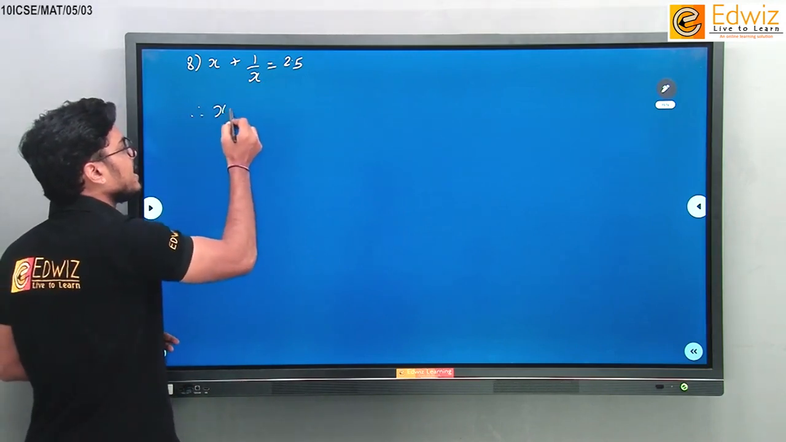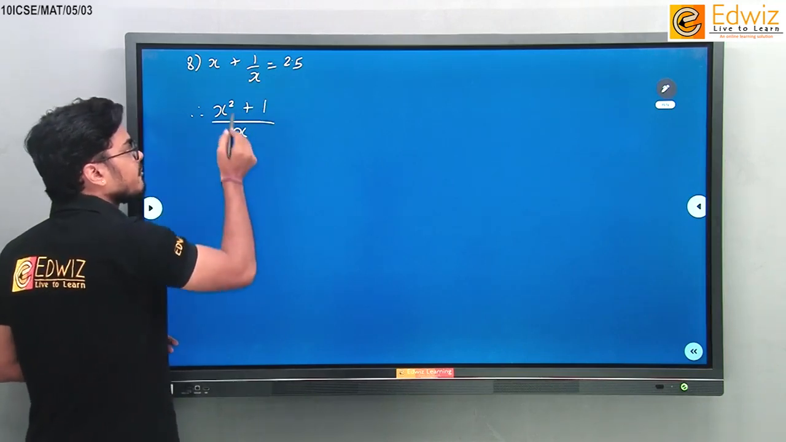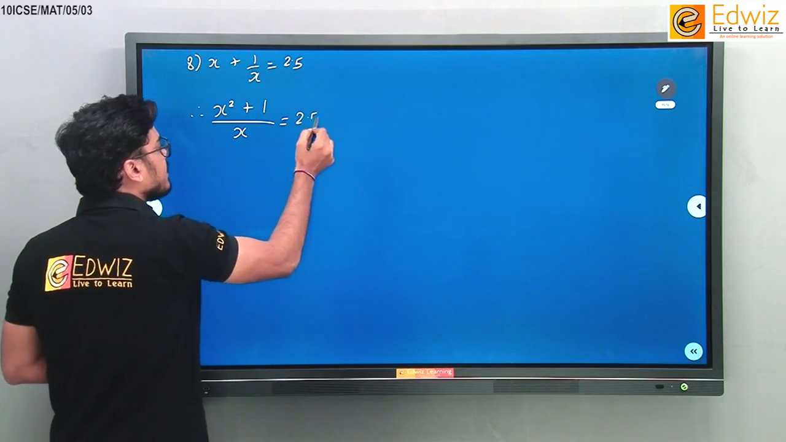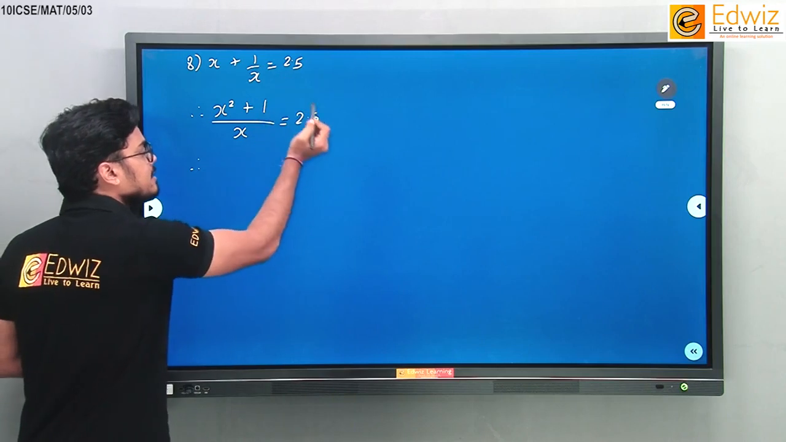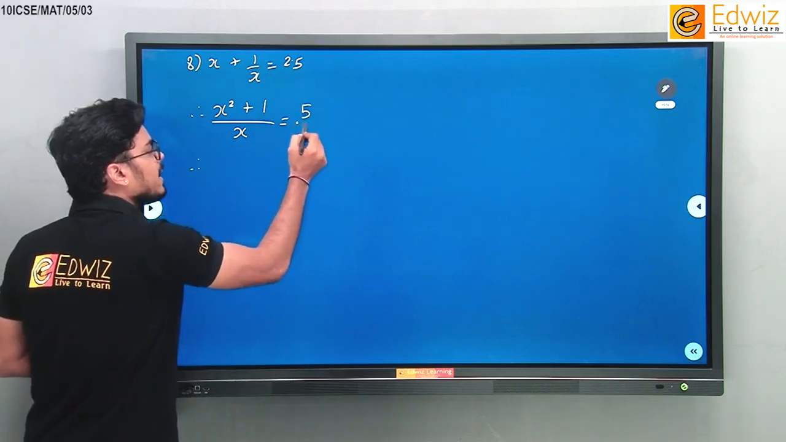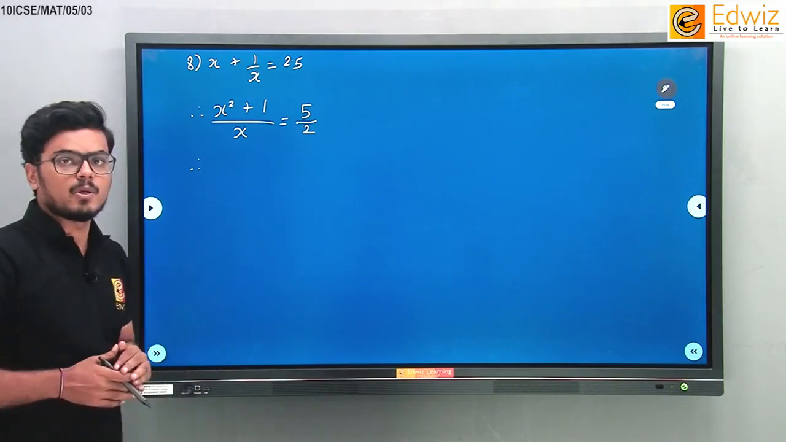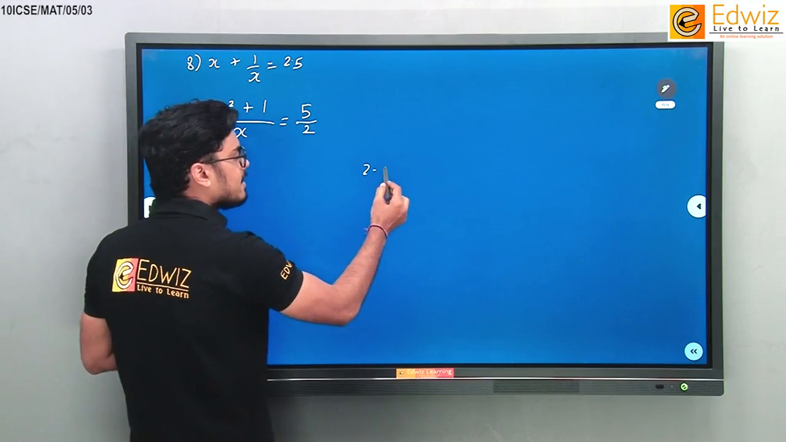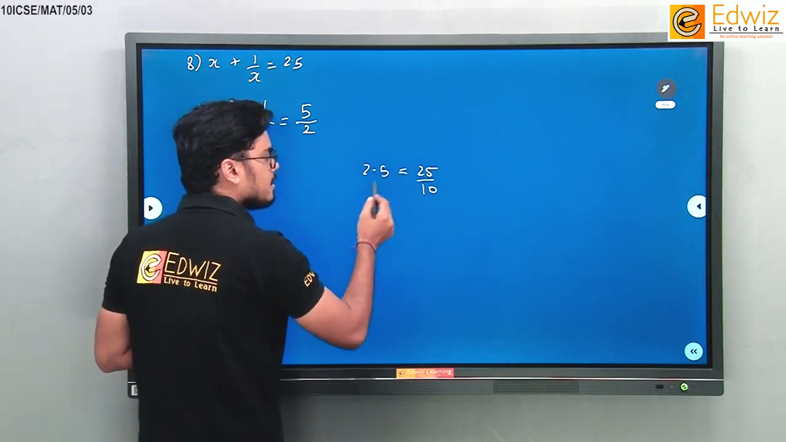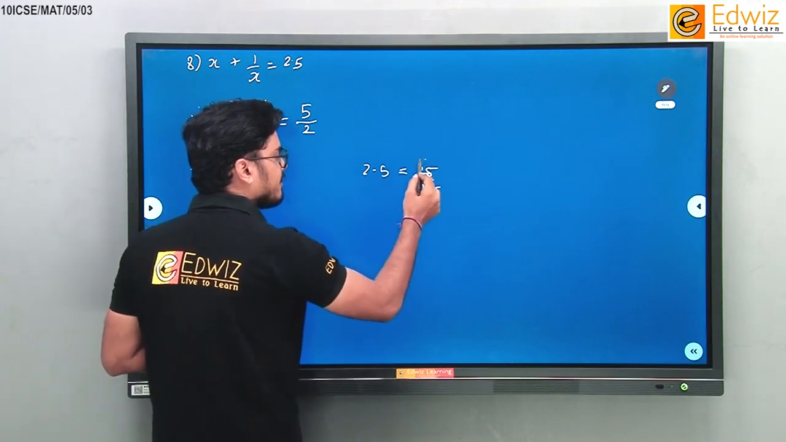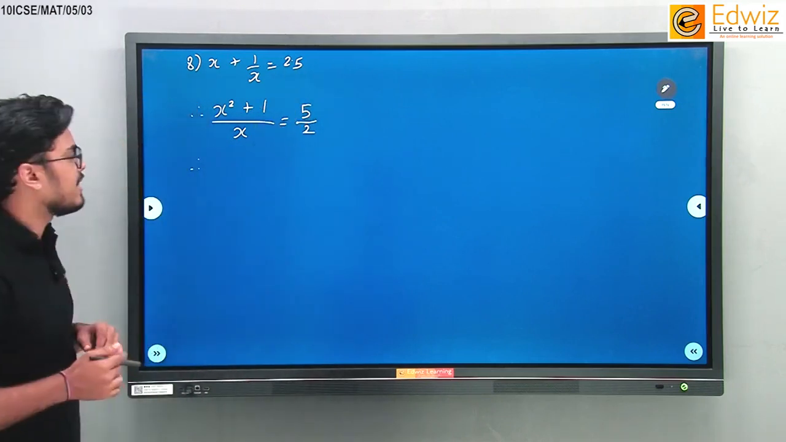X into x will become x square plus 1 divided by, now the denominator for both of these terms is x and here we have 2.5. So to make it simpler, we can write this 2.5 as 5 divided by 2. How did this come? So 2.5, if we multiply and divide by 10, you will get 25 upon 10, correct? So when we cancel it, 5 2s are 10, 5 5s are 25, 5 by 2. Okay, we have written this 2.5 as 5 divided by 2.